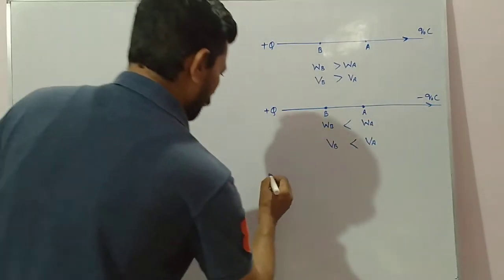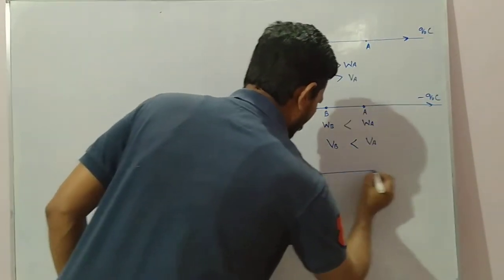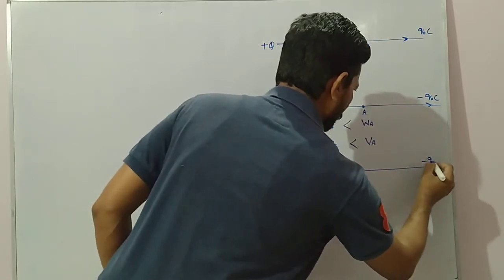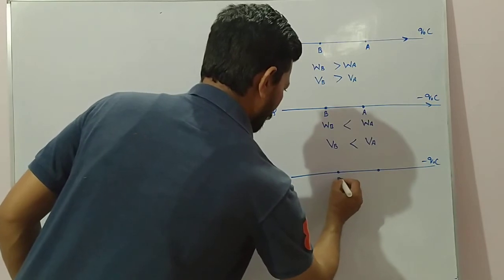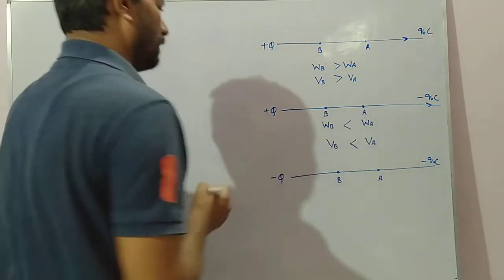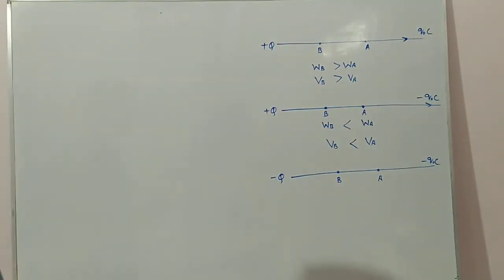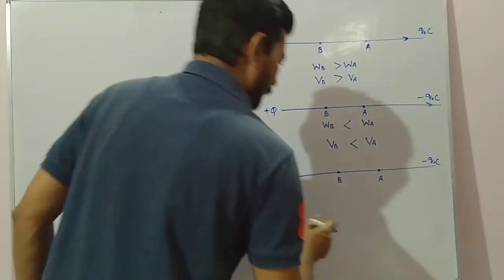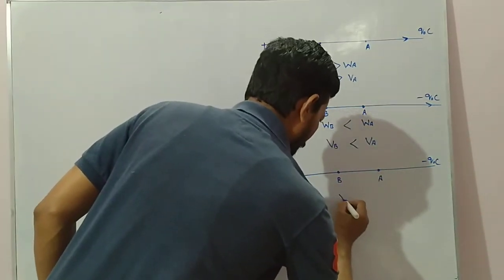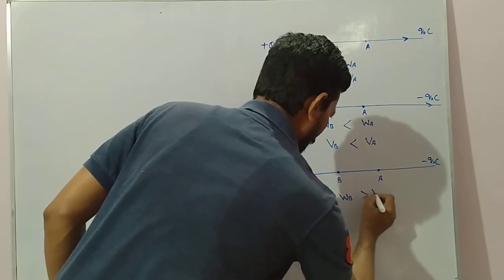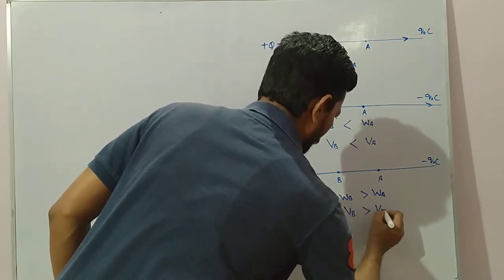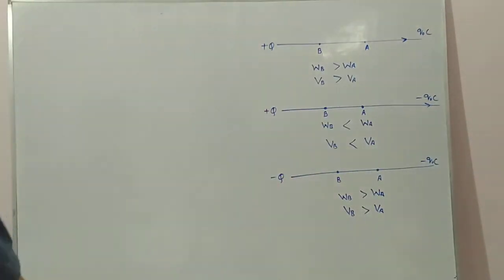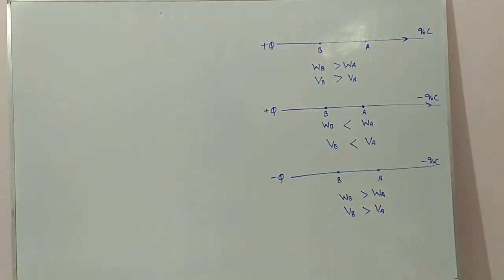Now suppose both are negative charges, this is also minus q naught coulomb of charge. If this is A, this one is B, again we have to do work because there will be repulsive force between them. So we have to do external work. As such, work done at B will be greater than work done at A. Potential at B will be greater than potential at A. Now from here what can we conclude?